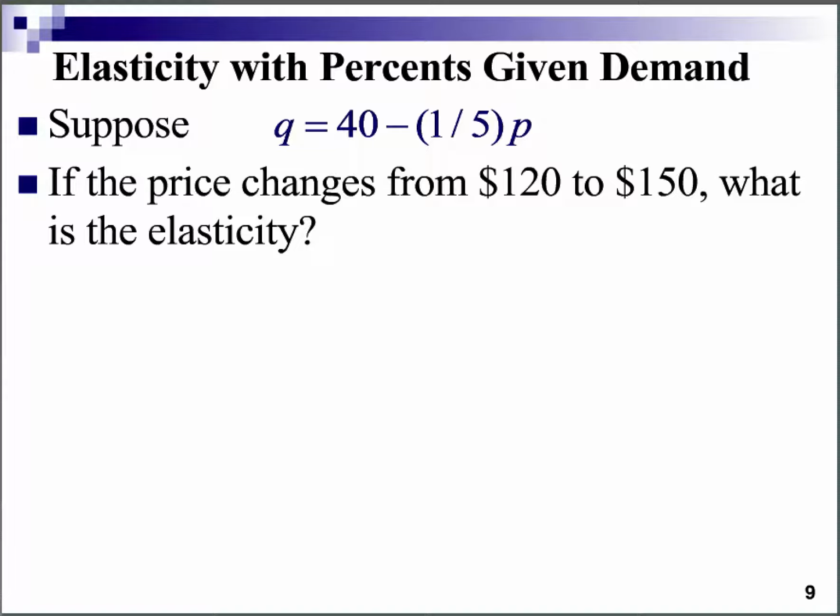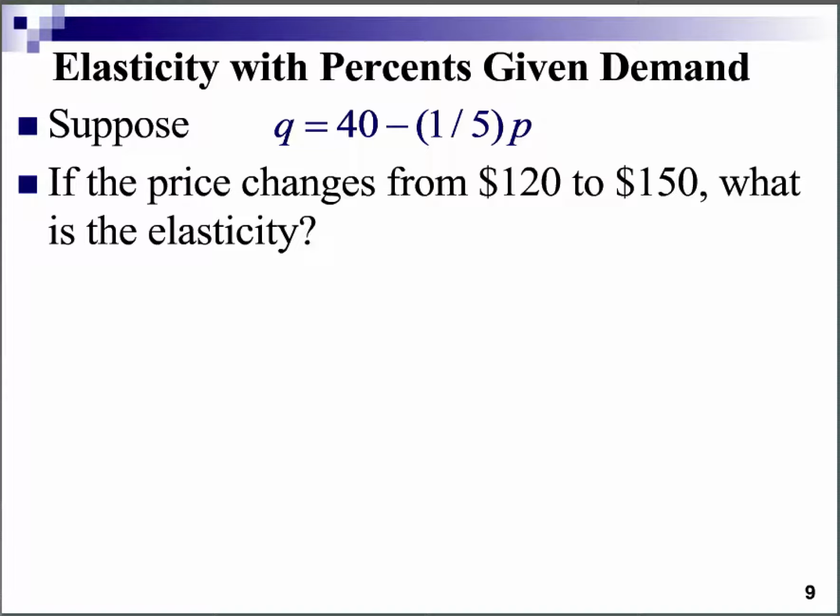So in our first example, we're going to look at a situation where we're given a demand function. The demand function is Q is equal to 40 minus 1/5 of P, where of course Q is quantity in demand and P is price per item. And our situation is that we have an item that is currently priced at $120, and we're going to increase the price to $150, or at least consider a price increase to $150, and see what elasticity value results.